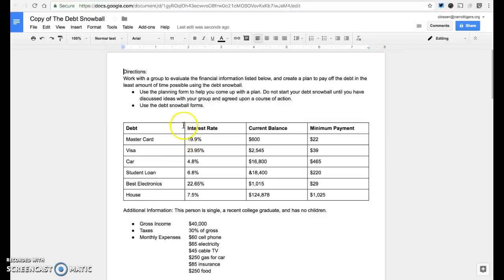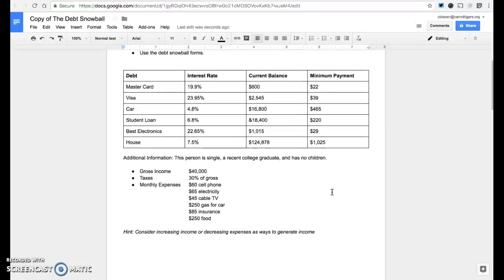So this is someone's financial information. They have all of these different debts. This is the interest that they're getting charged by the bank or the company that they were lent money from. This is the balance that they have left to pay. And this is the minimum payment. So they have to pay this amount every month if they don't want to go to collections.